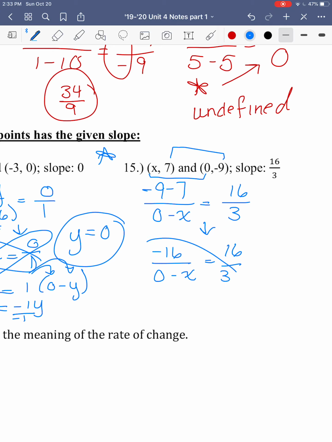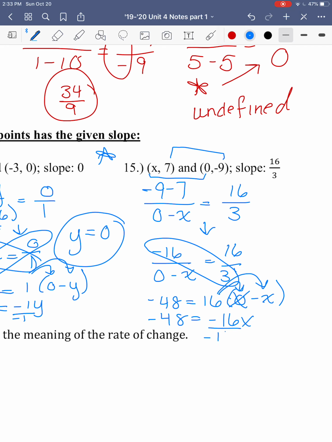Then I'll go ahead and cross multiply. So let's see. 16 times 3 gives me negative 48 is equal to 16 times 0 minus x. And I'll distribute that 16. So when I distribute to the 0, that's just 0, I don't need to really do that. But I'll distribute it to the negative x, so it's negative 16x. Then I'll divide both sides by negative 16. That will give me positive 3. So x equals 3.